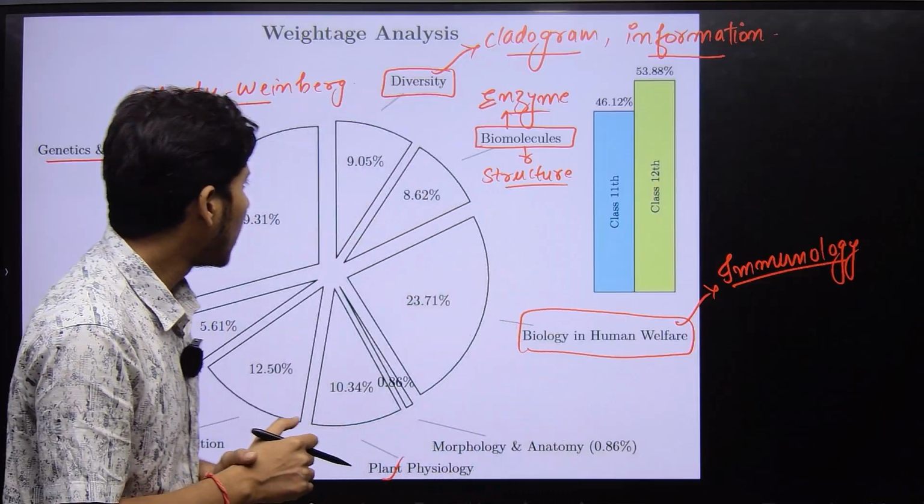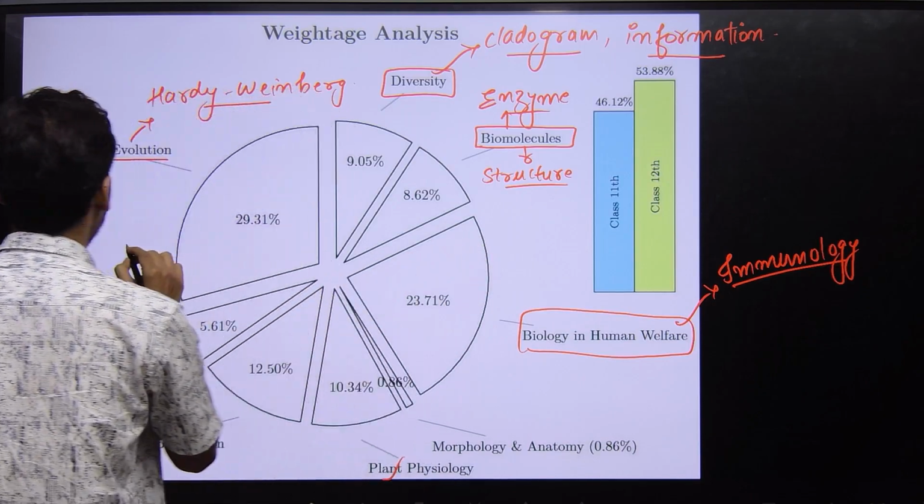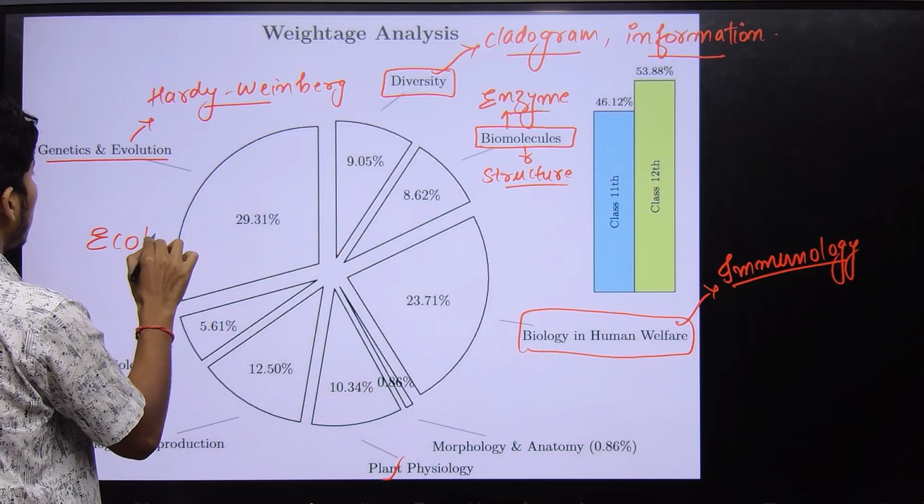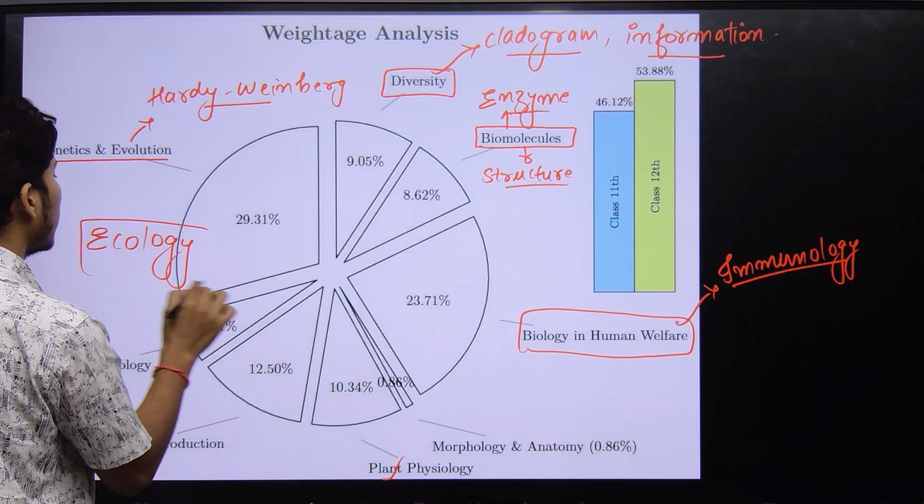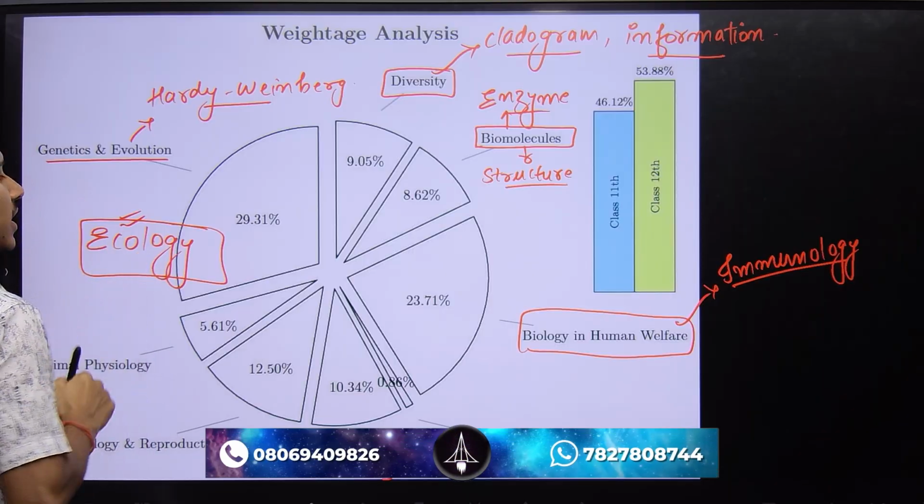Now there is one thing which is missing here, and that is ecology. Very important unit. Ecology is a very important unit. Easy and scoring, I am telling you again and again.